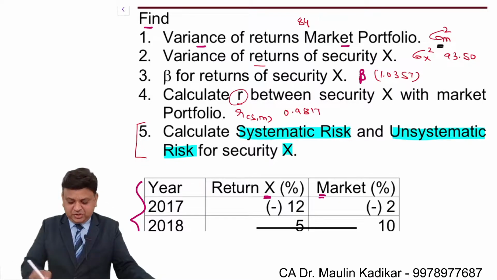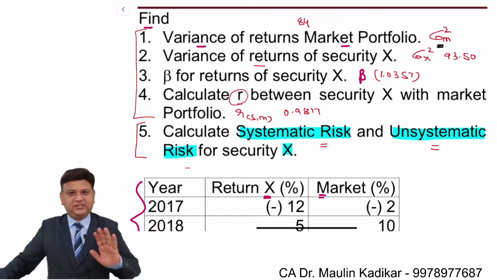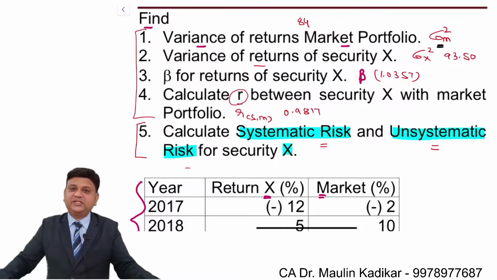That is the calculation of the systematic risk and unsystematic risk of the security. For that, we are going to make the calculation. But before we do the fifth part of the question answer, let us just write these 4 answers, not in detail, just these values directly, and we can give a reference of the earlier question in which we have done this working.